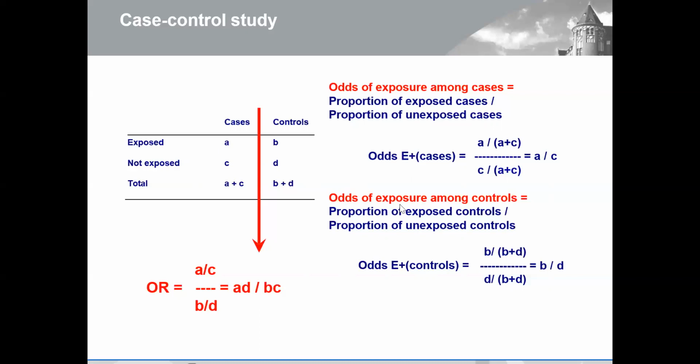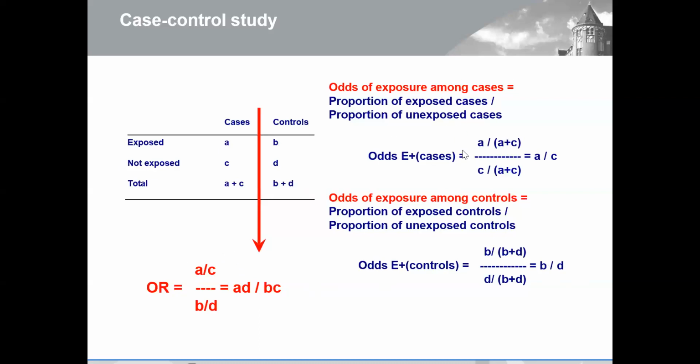Then we go to the odds of exposure among controls. How do you get the odds of exposure among controls? It is the proportion of exposed controls over the proportion of unexposed controls. Exposed controls are B, unexposed controls are D. The total number of controls is B plus D. So the proportions are B over B plus D divided by D over B plus D, and you get B over D.